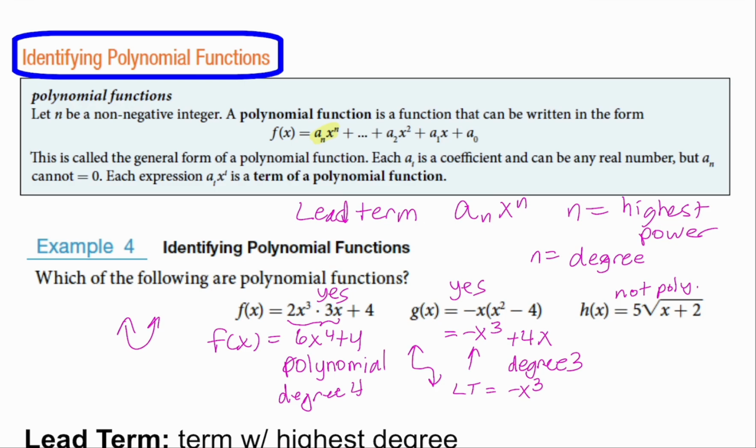Now h of x is not a polynomial, because it has a square root on it. We can't have a square root on our x's. It will start to act like a square root function, not like a polynomial.